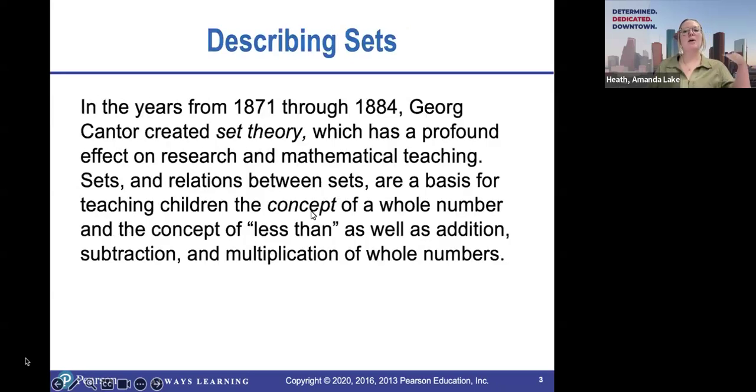All right, so way back in the 1800s, Georg Cantor created set theory, which has a profound effect on research and mathematical teaching. Sets and the relations between sets are a basis of teaching children the concept of a whole number, as well as the concept of less than, addition, subtraction, and multiplication of whole numbers.